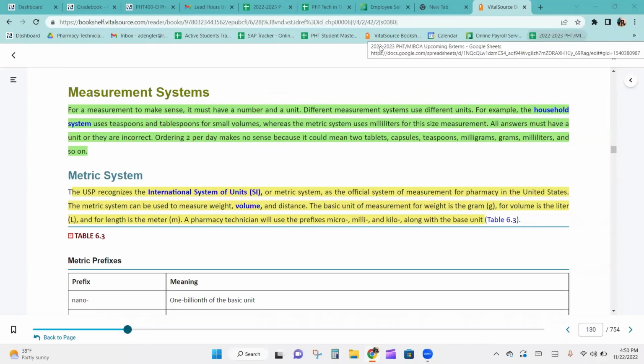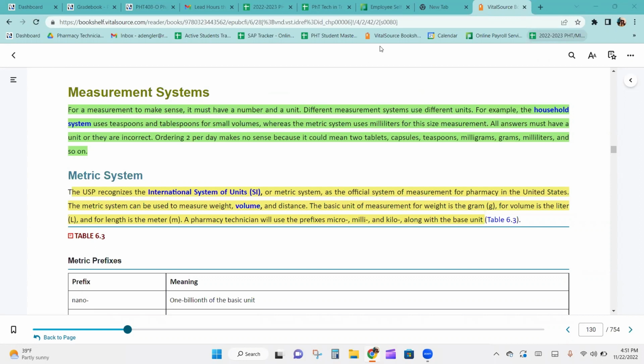For a measurement to make sense, it must have a number and a unit. Different measurement systems use different units. For example, the household system uses teaspoons and tablespoons for small volumes, whereas the metric system uses milliliters for this size measurement. All answers must have a unit or they are incorrect. Ordering 2 per day makes no sense because it could mean 2 tablets, capsules, teaspoons, milligrams, grams, milliliters, and so on.